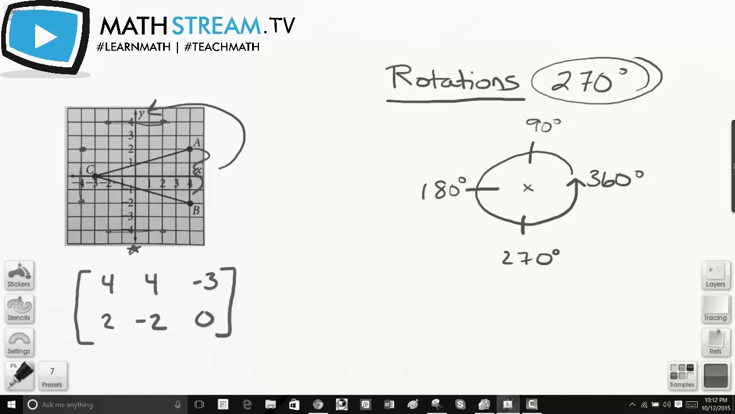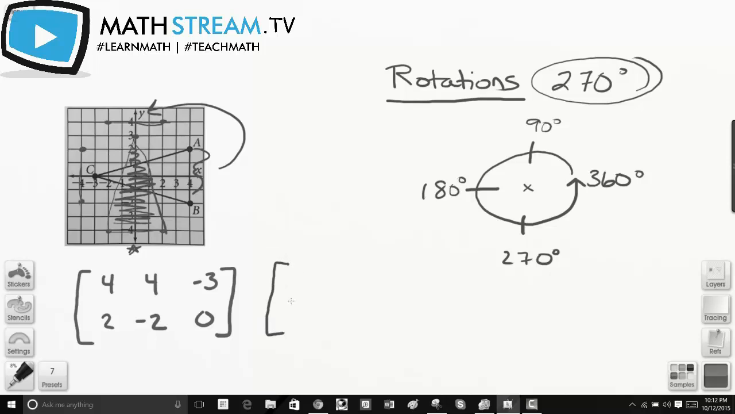That should make it easy to figure out where the C is. If the AB line is here, then C is going to be up over here. And we can fill in this triangle, shade it in again, and we can see that we've rotated it 270 degrees counterclockwise. Okay, how does that look in a matrix?